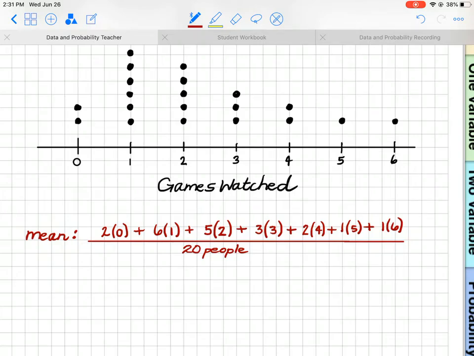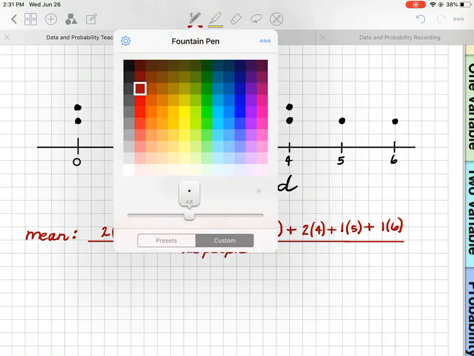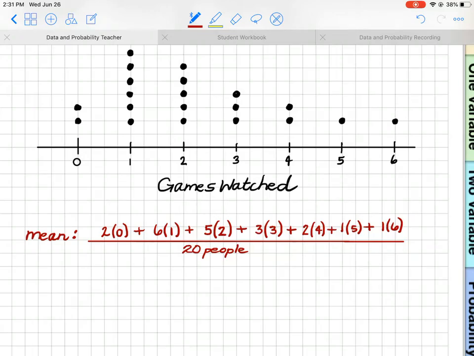And I think I'm just going to come in here with one more thing. Okay, so 2 times 0 is 0. 6 times 1 is 6. 5 times 2 is 10. 3 times 3 is 9. 2 times 4 is 8. 1 times 5 is 5. And 1 times 6 is 6.